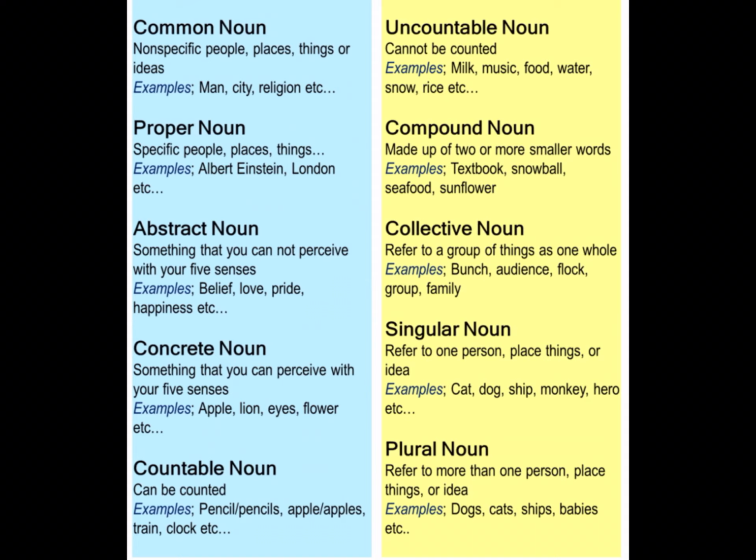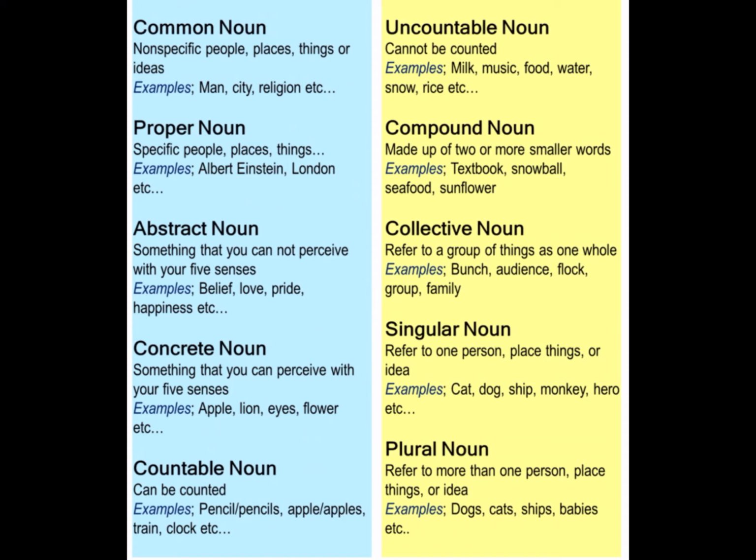In English, as I said, we have different types of nouns. And here they are. We have common noun, proper noun, abstract noun, concrete noun, countable noun, uncountable noun, compound noun, collective noun, singular noun, and plural noun. So these are the types of nouns, and I will go through them with you one by one in 2 videos.